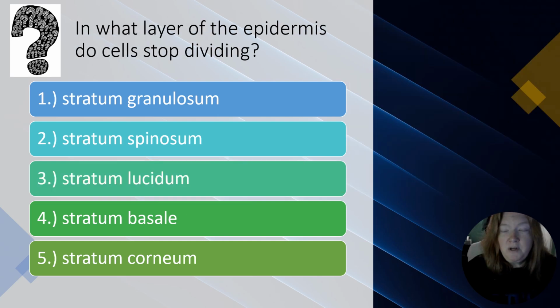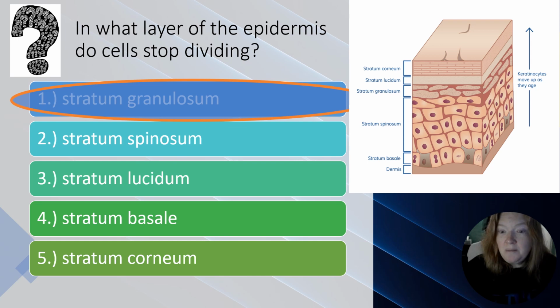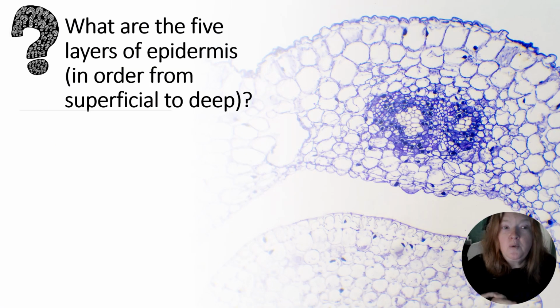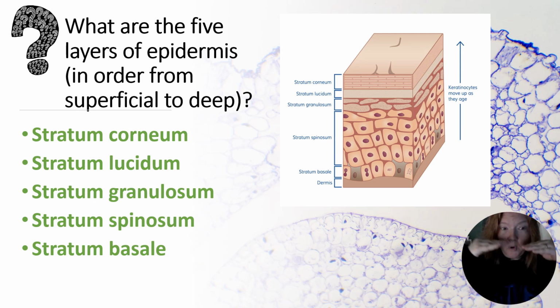In what layer of the epidermis do cells stop dividing? Yep, stratum granulosum. It's where they fill with those granules, especially of keratin. So what are the 5 layers of the epidermis in order from superficial to deep? So we're going superficial to deep. Stratum corneum, lucidum, granulosum, spinosum, basale.